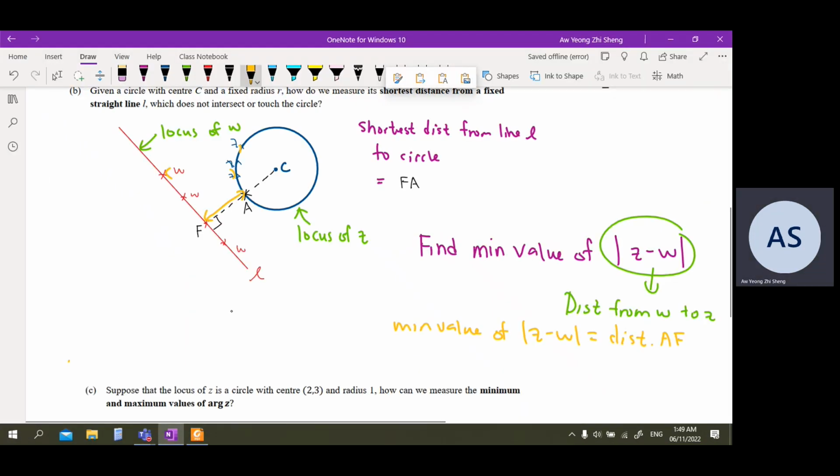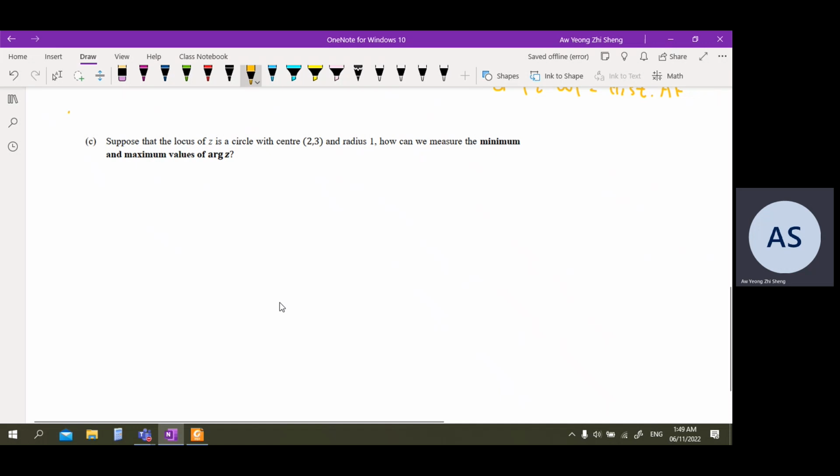Part C says, suppose that the locus of Z is a circle with center 2, 3, and radius 1. How can we measure the minimum and maximum values of argument z? Okay, so this one gives us some numbers, so we can really do calculations here to find the minimum and maximum values of argument z.